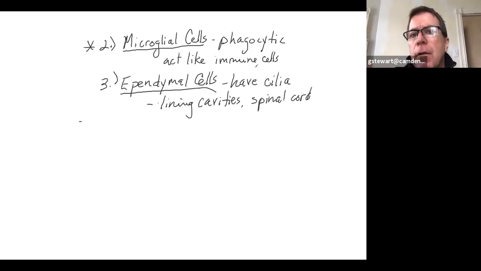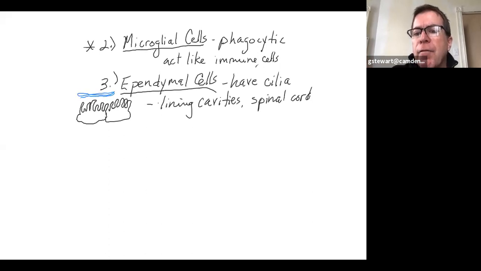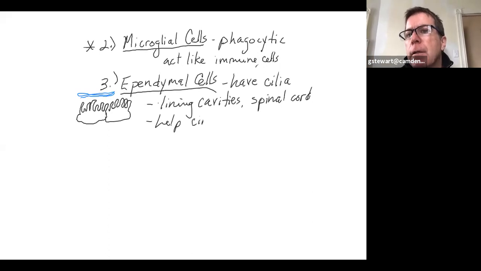The cells kind of look like this. They have these cilia, these hair-like structures, usually on one side of them. And if we line a whole bunch of these up together, and if this is a fluid-filled cavity on the cilia side here, the beating of those cilia, those hair-like structures, help circulate the fluid. So I'm going to write, these cells help circulate cerebrospinal fluid.